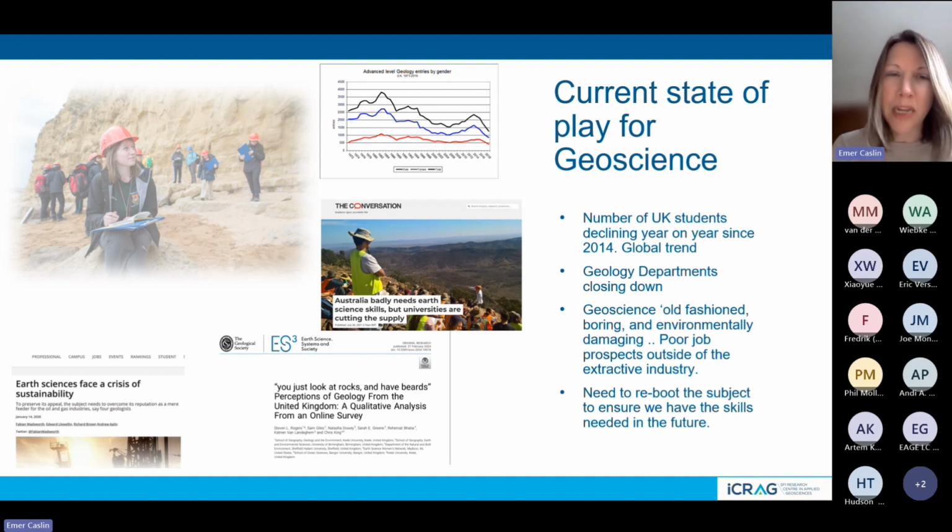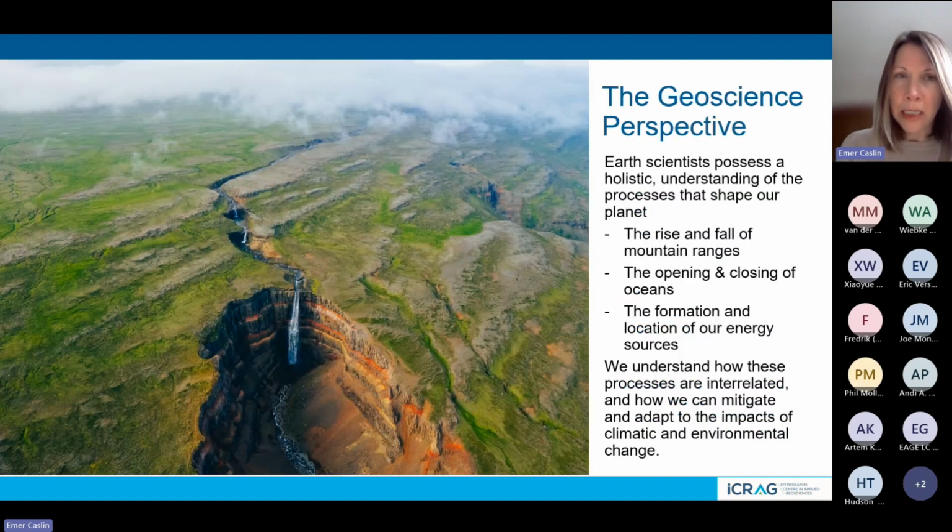Also, and I know that we mentioned this at the beginning of the talk, the poor job prospects outside, and I would nearly say inside, of the extractive industry is another reason potentially for people turning away. So there is a need to reboot the subject and ensure we have the skills needed in the future for the pipeline of the subject itself. And there are lots of different initiatives afoot to do so. And I suppose what I'm going to talk about is one of them.